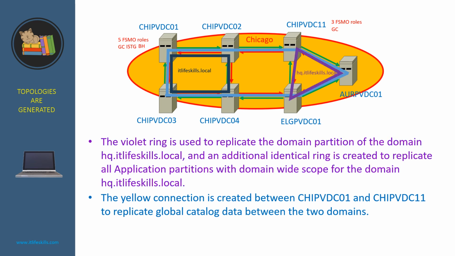The violet ring is used to replicate domain partition of the domain hq.itlifeskills.local, and an additional identical ring is created to replicate all application partitions with the domain-wide scope for the domain hq.itlifeskills.local. The yellow connection is created between CPVDC01 and CPVDC11 to replicate global catalog data between the two domains.